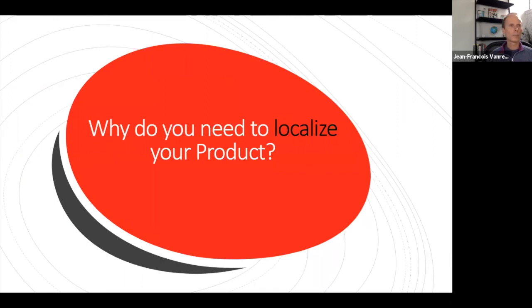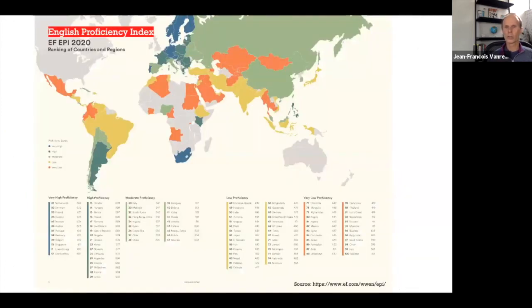So you could argue that, okay, I understand we want to go global, want to push our product around the world, but why do I need to localize? And don't most people speak English around the world? That would be a good question. But actually, when you look at this slide here, which is from English First, an organization that teaches English around the world, they come up with reports about the English proficiency index, and I often use this report to pitch for localization, even within Adobe.